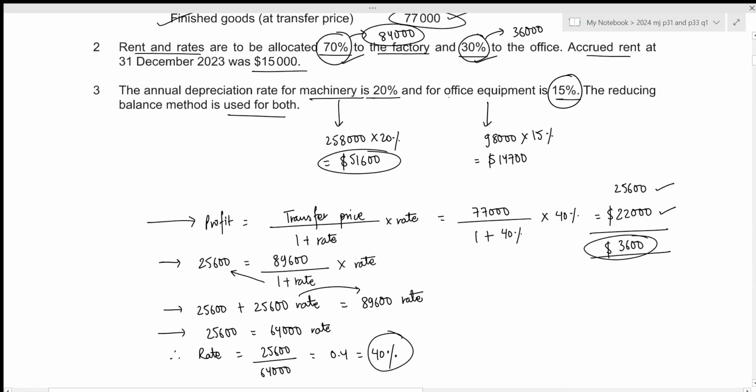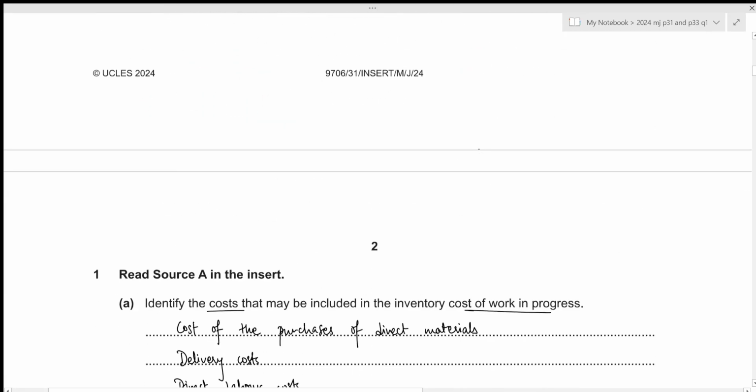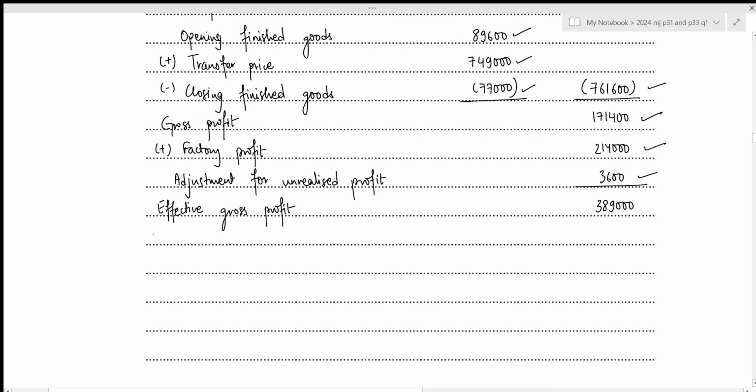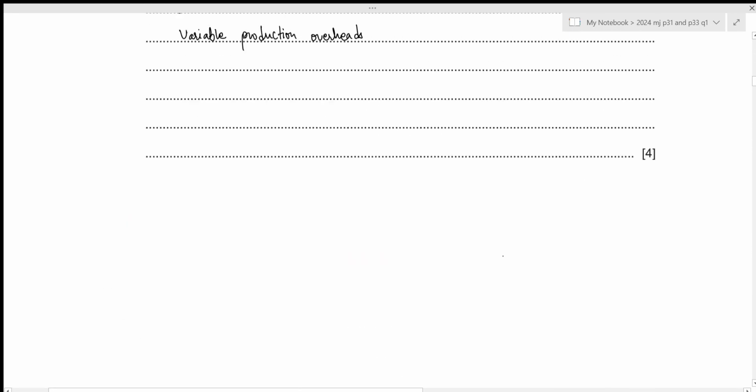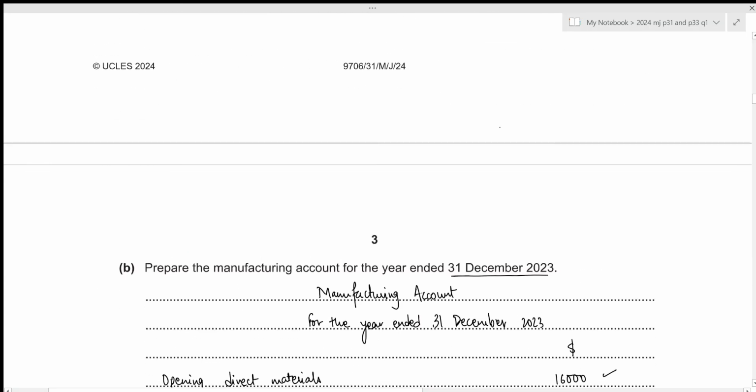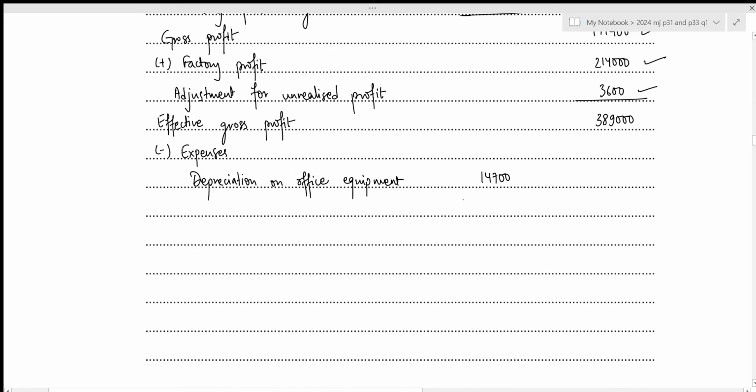We first have the depreciation on office equipment of 14,700. Let's write it down. So we can just write down expenses as our heading, and the first one will be depreciation on office equipment, and the value is of 14,700. Then we also have rent and rates to the office of 36,000. Let's write it down. So 36,000 as rent and rates.